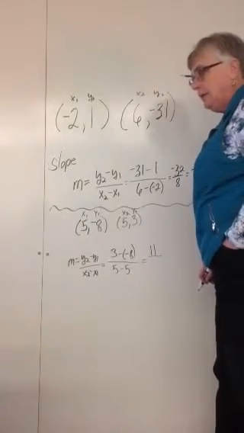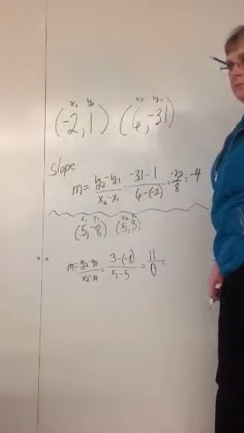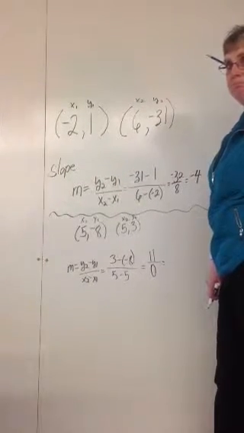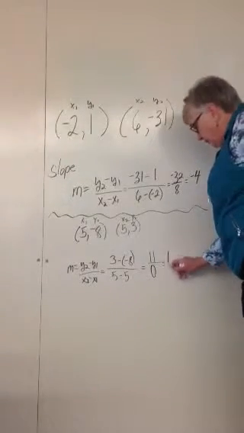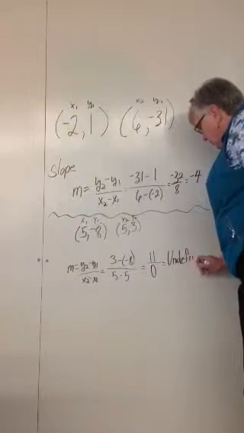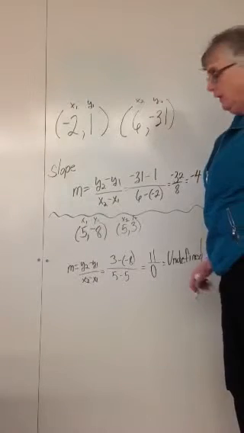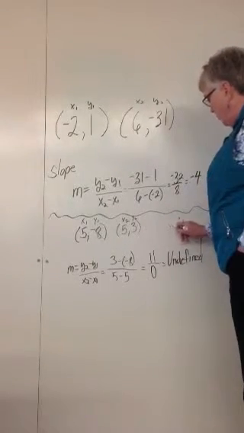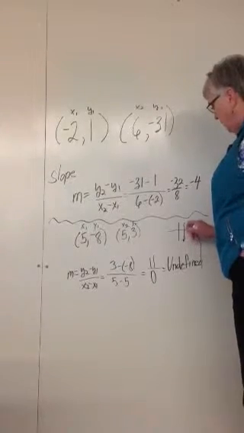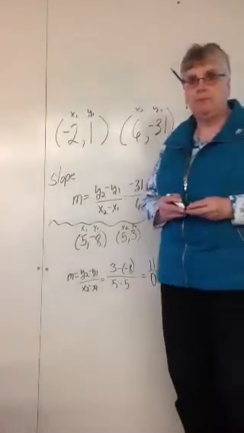Irving, what's in the denominator? 0. What does this simplify down to? Undefined. It's undefined. You cannot divide by 0. So you will use undefined. If I would graph these 2 points, 5, negative 8, and 5, 3, they would be a vertical line. And if I have a vertical line, the slope is always going to be undefined.